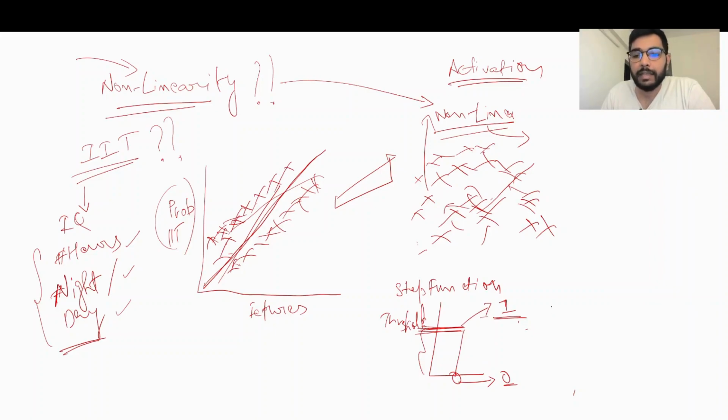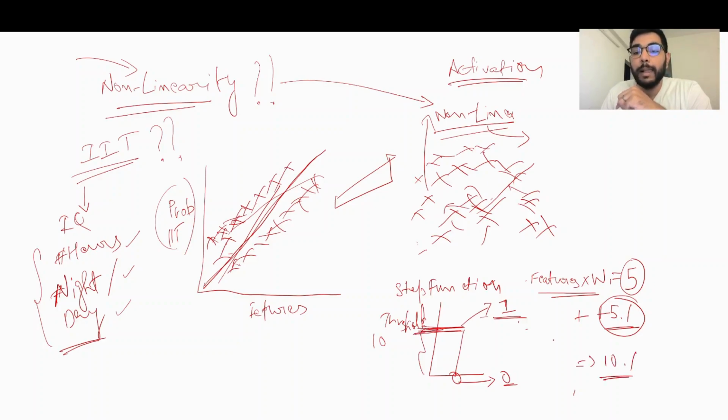Now let's say we have an example where the summation of the features multiplied by weights is 5, right? And the threshold over here is, let's say, 10. Now for the step function to fire to get the output as 1, we need an extra 5.1, right? This extra 5.1, if we add it to the sum product of features and weights, that is 5 plus 5.1, it will become 10.1 and it will cross the 10 threshold, right?